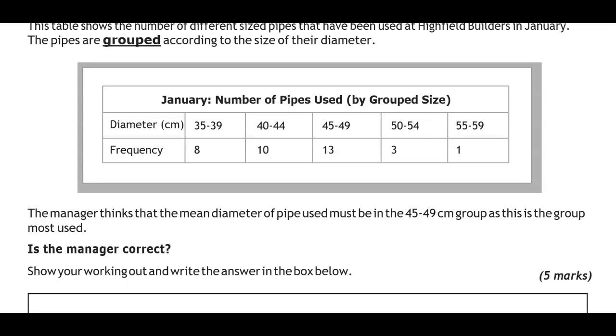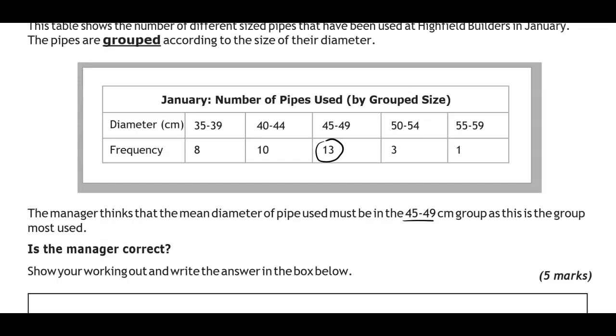55 to 59, just 1. The manager thinks that the mean diameter of pipe used must be in the 45 to 49 centimeter group, as this is the group most used. Is the manager correct? Show your working out and write the answer in the box below. 45 to 49, that is the modal group at the moment. We don't know whether it is the mean or not, so this is what we're going to work out.